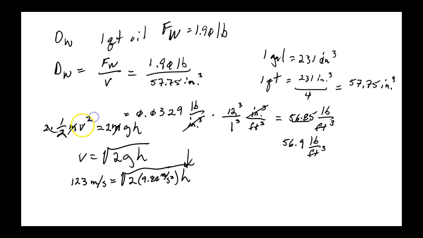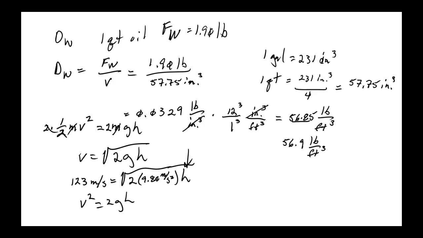Then you went from this to that by squaring. So to go backwards you square. How you undo a square root is square. So this is v squared is equal to 2gh, and go from there. Now you divide by 2, divide by g. You square your v, 123, square it, divide by 2, divide by 9.80, and that gives you your height.